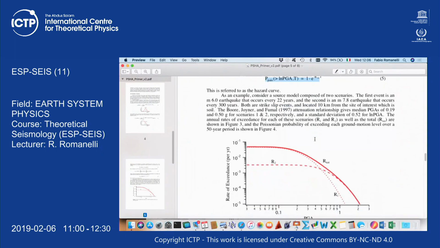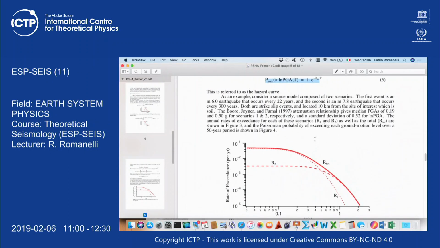Okay. Now, what Medfield is showing in this paper here is a practical example with a very simple case. A site that is affected by two events, just to show how these things are working. And they are very specific, typical for US, but okay. We have a magnitude 6 occurring every 22 years. You do understand that we don't know this, but okay. 7.8 occurring every 300 years. Strike slip, 10 kilometers, so the same distance. Okay? Now, can we make a hazard curve for this case?